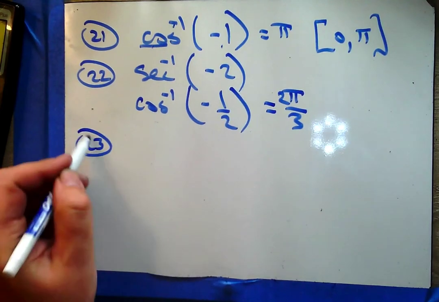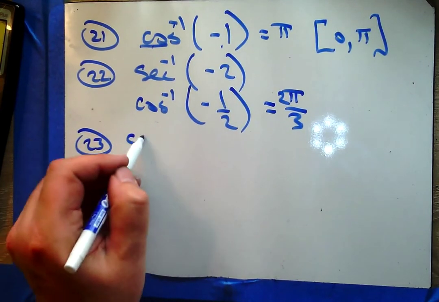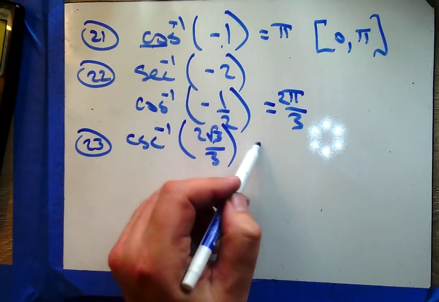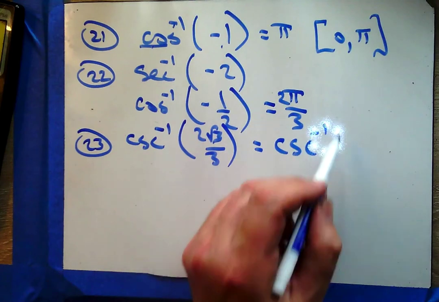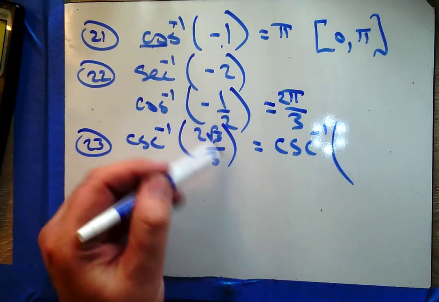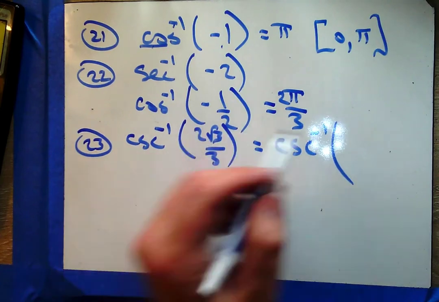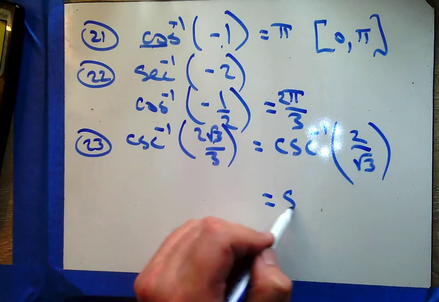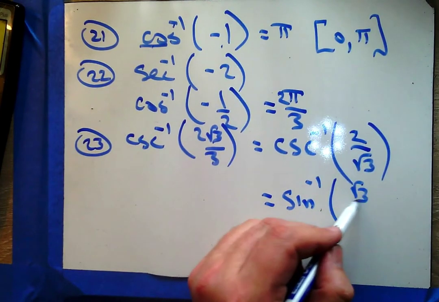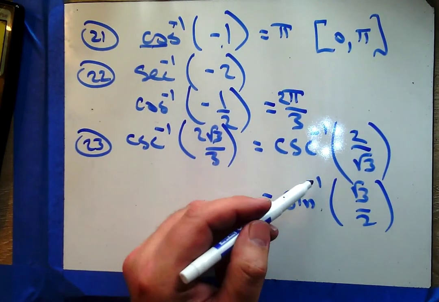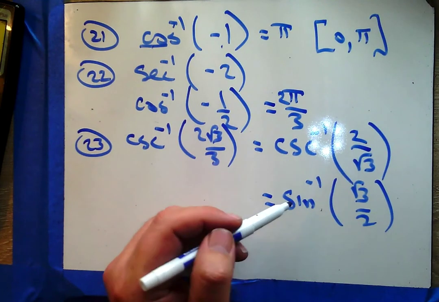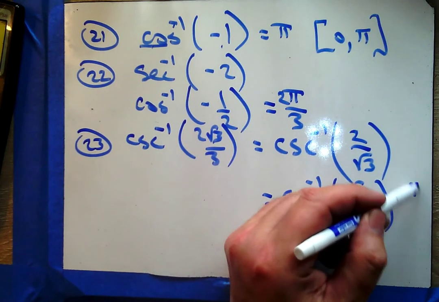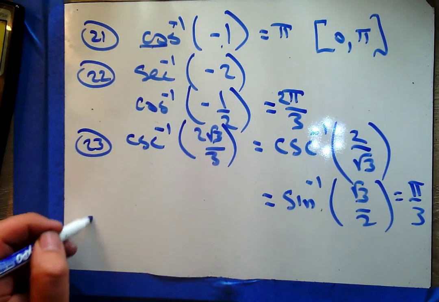Okay, 23. 23 says cosecant inverse of 2√3 over 3. You know, this might be easier to look at if you rationalize the numerator, because then you'd end up here. And you'd say, well, that means that sine inverse is √3 over 2. Where within the restriction for sine, -pi over 2 to pi over 2, is the y value √3 over 2? That happens at pi over 3. 24.